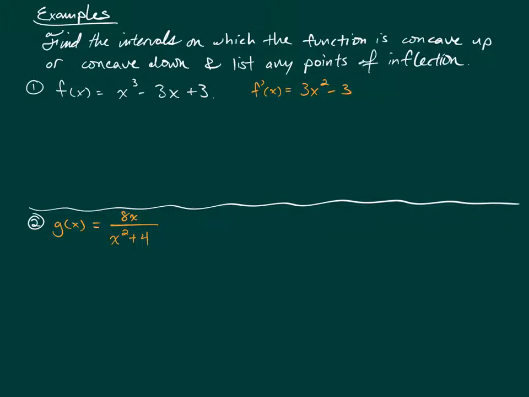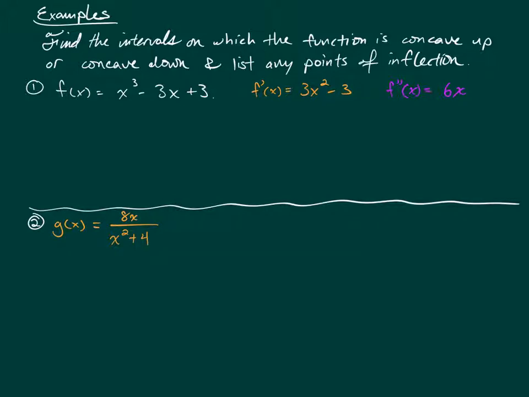The next thing we need to do is go ahead and find the second derivative. So here I'll have f double prime of x. And again, the power rule can be used here. When you find the derivative of the derivative, you end up with 6x.